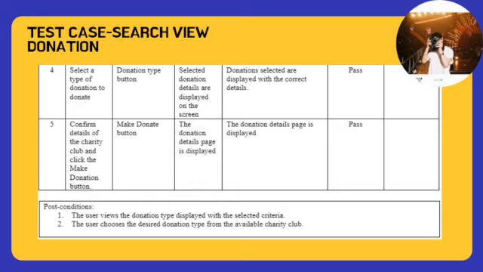The last part is to confirm the details of the charity club and click the make donation button. The user will need to trigger the make donation button. The expected result is that the donation details page is displayed. The actual result is that the donation details page is displayed. So it's passed. This test is considered as passed. The post condition for this test case is that the user views the donation types displayed with the selected criteria. The user also chooses the desired donation type from the available charity clubs.